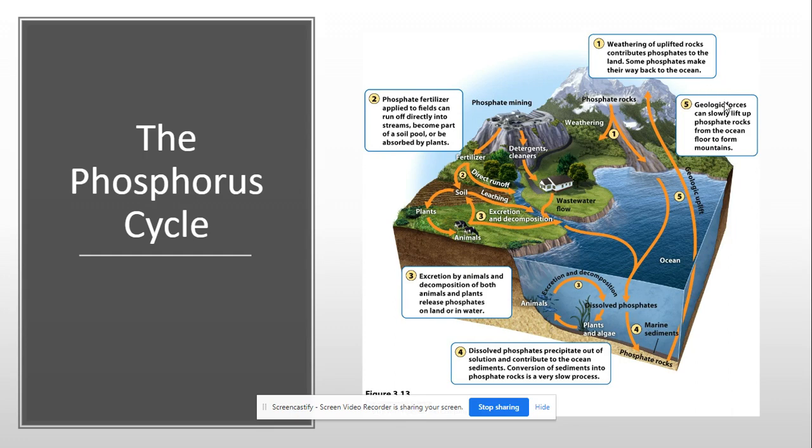And through geological forces, like convergent plate boundaries, we can see that phosphate found in rocks from the ocean or even the ocean floor to form mountains can also contribute and help continue that cycle of phosphorus. So the key piece of the phosphorus cycle here, guys, is that there is no atmospheric component. It mainly comes from either rock or sediment, and it usually is cycled via weathering, erosion, as well as runoff.